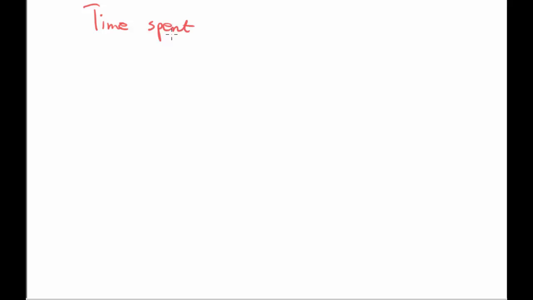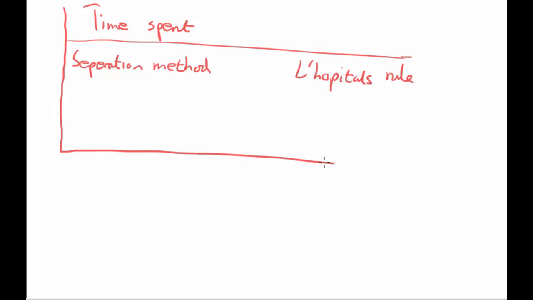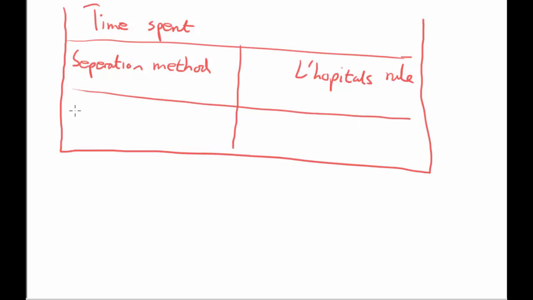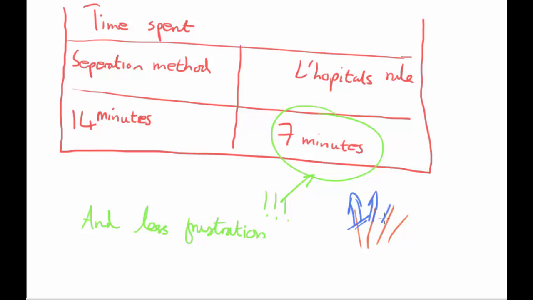It does save a good bit of time, but just in case you think it's only like 1 second or something, let's make a graph of the time spent with the separation method on the left, the first method, and L'Hopital's rule. For the last example with x to the power 3, it took me 14 minutes to do the separation method and 7 minutes to do L'Hopital's rule. That's like doing a 3-hour exam in 1.5 hours.